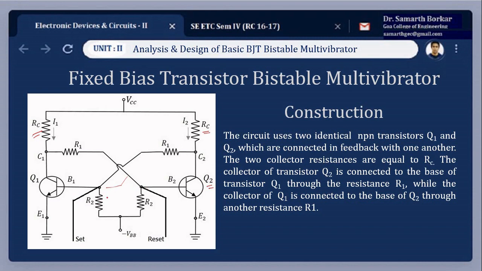Now let us discuss the construction. Have a look at this circuit. The circuit uses two NPN transistors Q1 and Q2. For plus VCC, the transistors to be used are NPN. If we have to use PNP transistors, then this VCC will have a reverse polarity, that is, it will be minus VCC. The collector of Q2 is coupled to the base of Q1 through resistor R1, while the collector of Q1 is connected to the base of Q2 through another resistance R1.